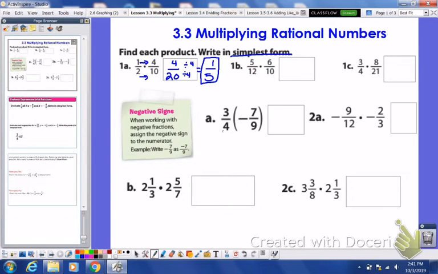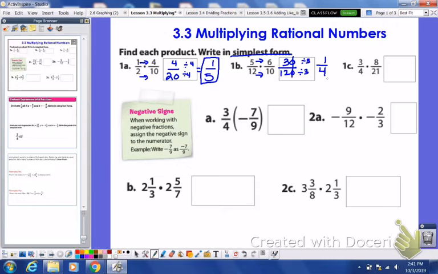5 over 12 times 6 over 10. Okay, so we can multiply straight across. 5 times 6 gives us 30. 12 times 10 in our denominator gives us 120. Well, I see that I have 0 over 0, so I'm just going to cross those out, because that means we're dividing by 10. So now I have 3 over 12, both divisible by 3, leaving us with 1/4.